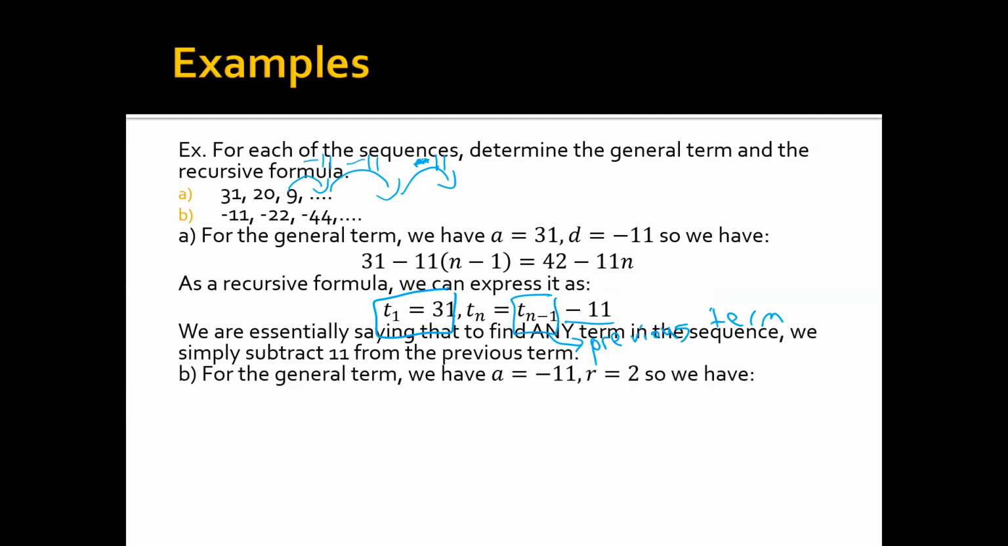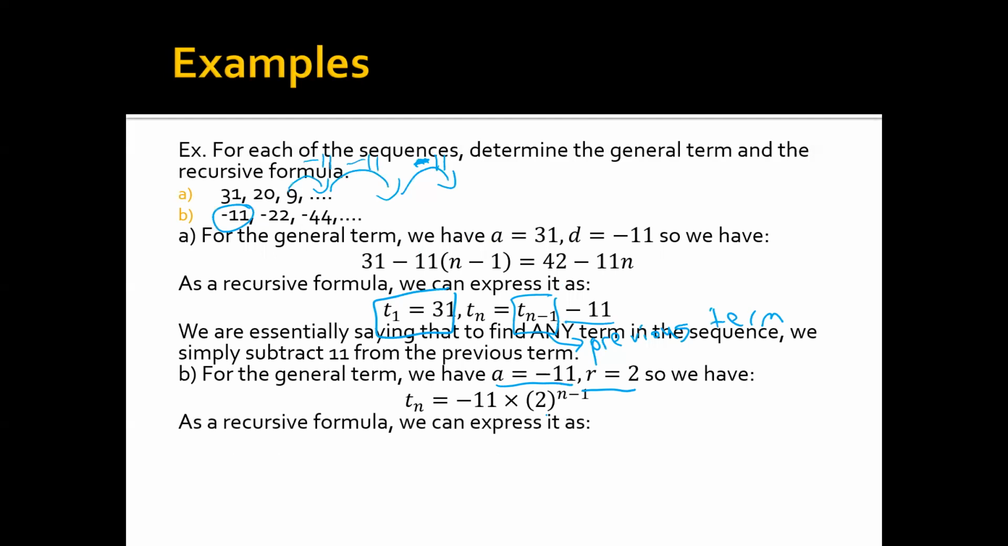For the next one, we notice that the A value is -11 because that's my starting point. I already mentioned this: the r is 2 because we're multiplying by +2 each time, not -2. Just be careful with that. So then we end up with T at n equal to -11 times 2 to the power of n minus 1.